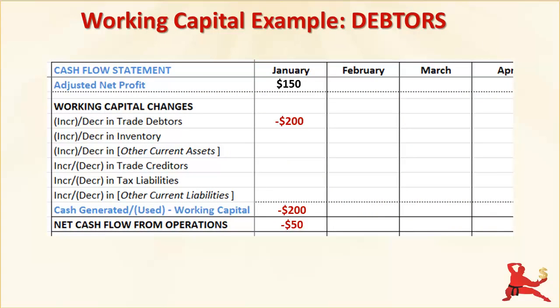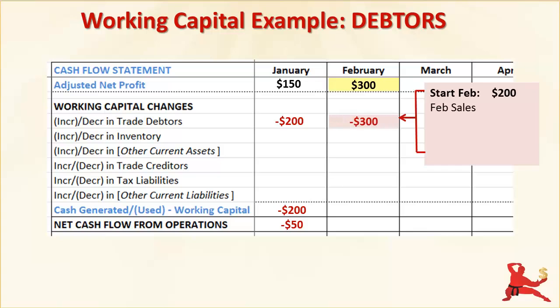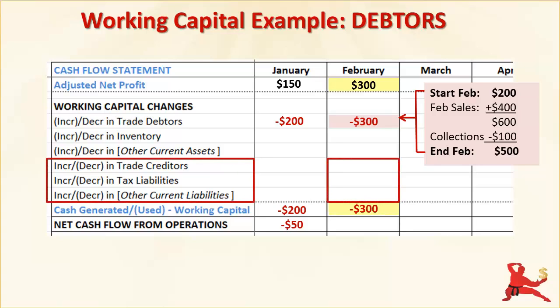We still have a 50% profit margin, so February's net profit is $300. $300 went out in cash expenses, so there's no need to adjust for non-cash items. But debtors went up by $300. The $400 increase from February trading minus the $100 owed from January's trading that we collected this month. This net $300 increase in debtors uses or ties up operating cash flow in our business.